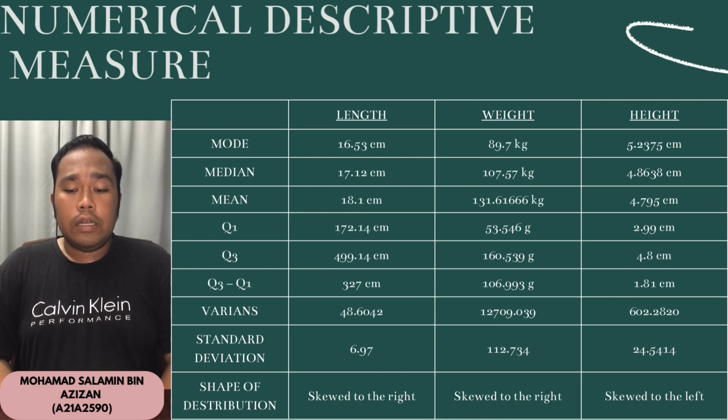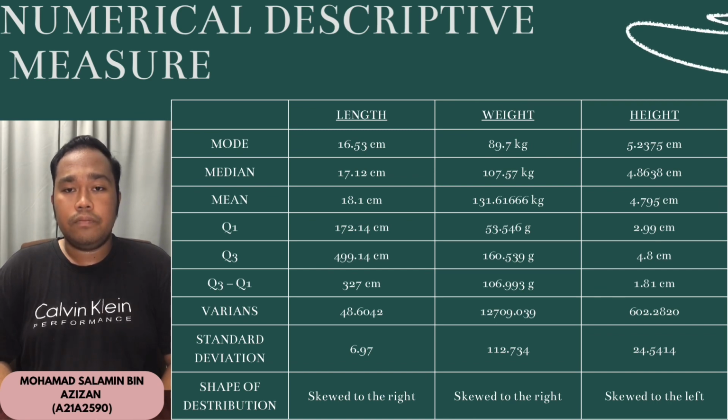The quarter 1 is 2.99. The quarter 3 is 4.8, and the interquartile range is 1.81. The variance is 602.2820. The standard deviation is 24.5414, and the shape of distribution is skewed to the left. That's all for my part.